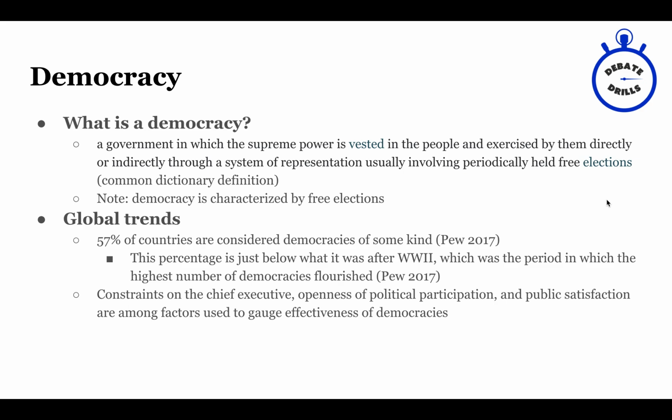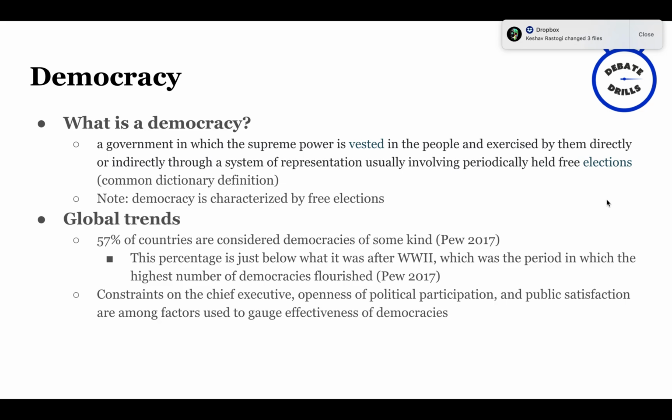by free elections. And if you're confused about democracy, what it looks like, how it's different from other forms of government, I would strongly encourage you to look into some resources online. We'll talk a little bit about the Pew Research Center. They produce lots of research on not only documenting how many democracies exist in the world, but also quantifying how effective those democracies are at working.